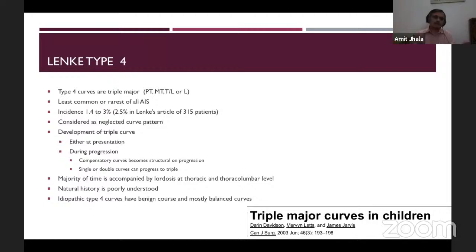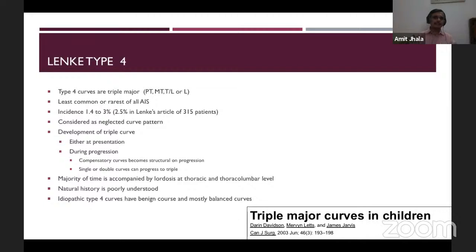In my practice, I was going through all the AIS cases of the last 10 years, and there are very few cases of type 4 that I have come across. The incidence, as in the literature, is very low, around 1.4 to 3% of all AIS. In Lenke's original series it was around 2.5% of 315 patients.